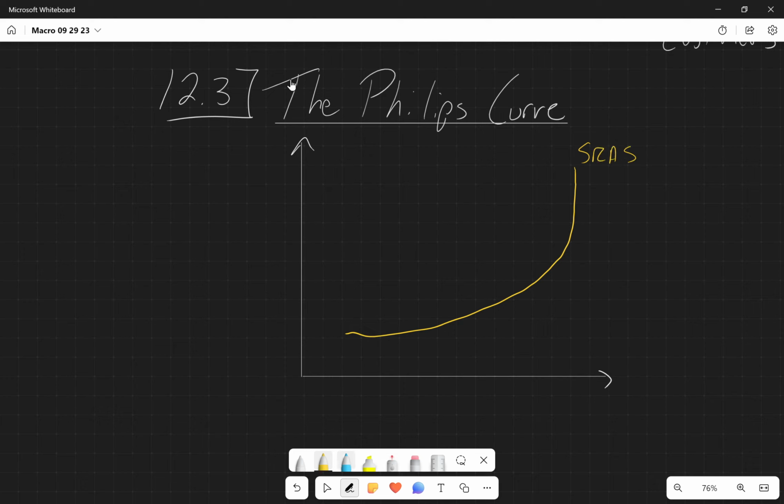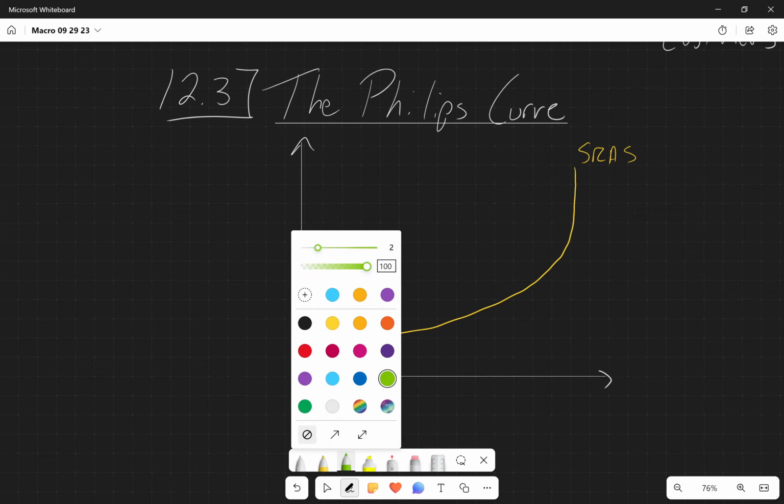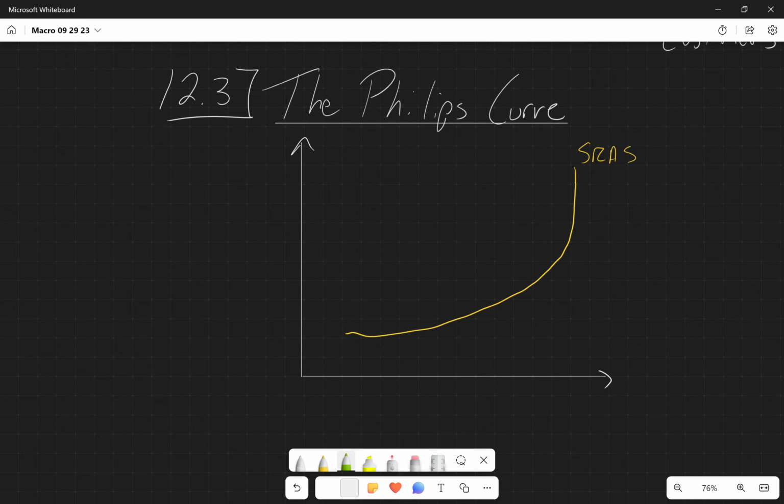And then we have a long run aggregate demand curve. Sorry, long run aggregate supply curve. There's no such thing as long run aggregate demand. Long run aggregate supply curve right here.